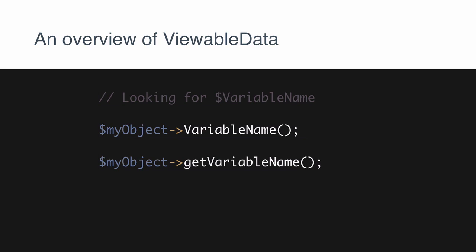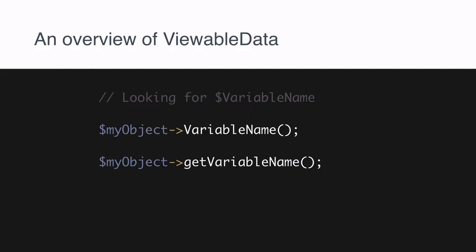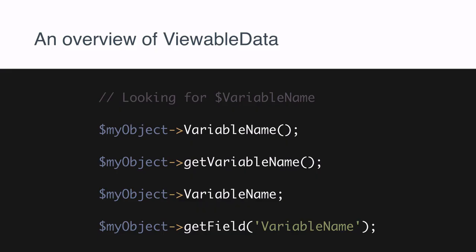See if that exists. So $full address will resolve to getFullAddress in this case. If that doesn't exist, it will check if there's a public property defined on the class called variable name. So something like $zip would work for that. Otherwise, it's going to invoke a method called getField, and it's going to pass the name of the variable you're trying to get.